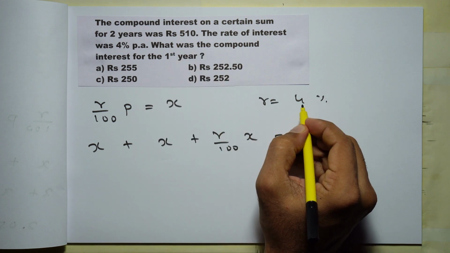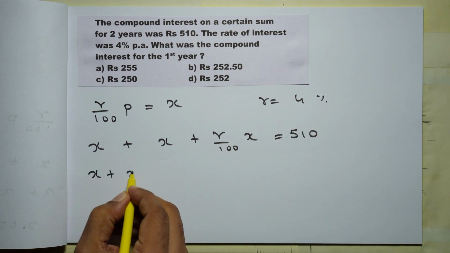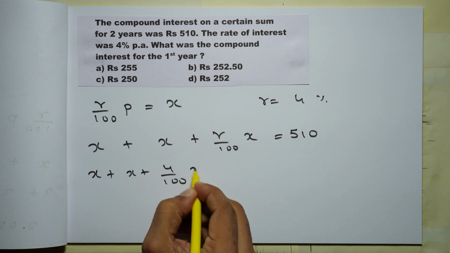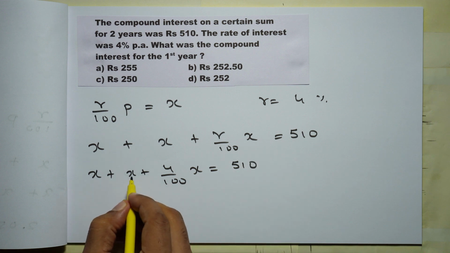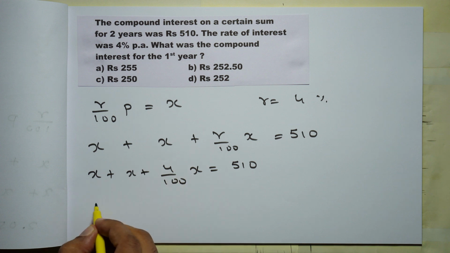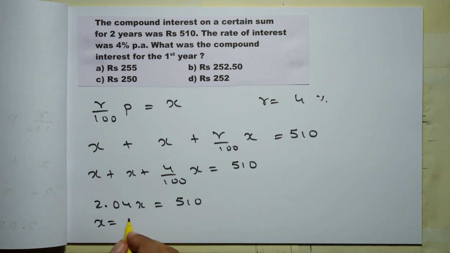R is equal to 4%. So we'll substitute the value of R here. So X plus 4% of X is equal to 510. So X plus X, that is 2X, plus this is 0.04X. So you will get 2.04X is equal to 510. So X you will get as 510 by 2.04.